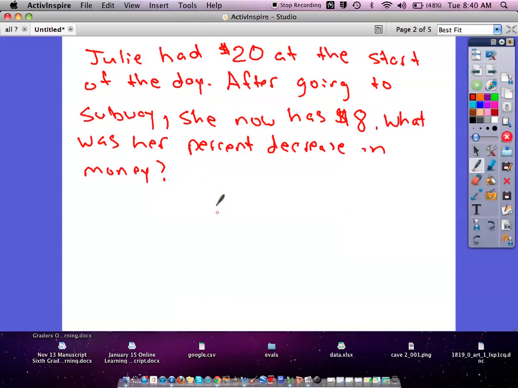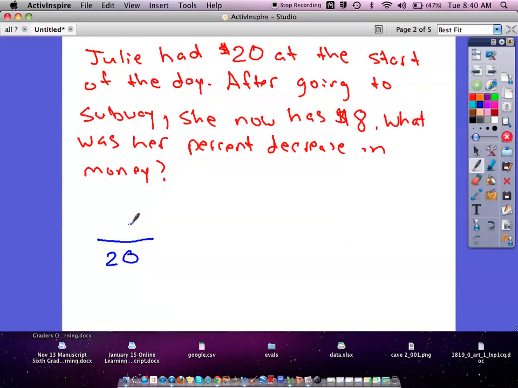All right, next problem. Julie had $20 at the start of the day. After going to Subway, she now has $8. What was her percent decrease in money? Okay, so we know it's obviously a decrease because she started with $20, and that's going to be important because that's where she started with before the decrease. Okay, so when I set this up here, my bottom number is going to be 20 because that's what she started with before the decrease.